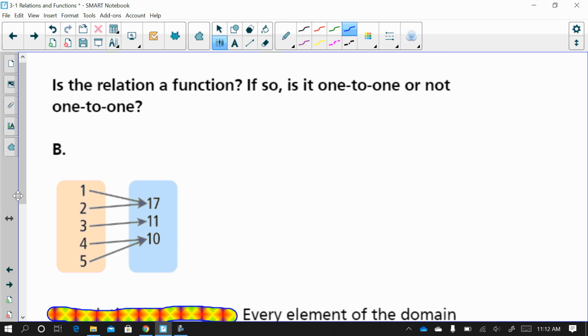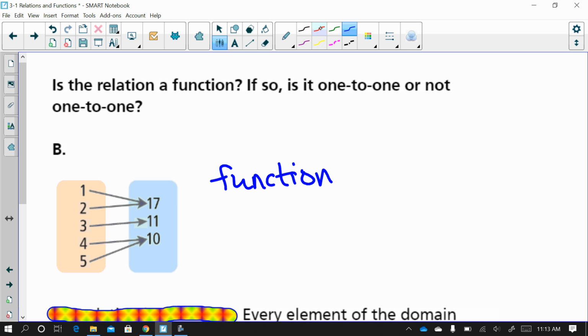Is this relation a function? And then if it is a function, is it one-to-one or not one-to-one? Notice this is a mapping this time. Last time they just gave us a list of points. This time we have a mapping. So first things first, let's check to see if it's a function. I'm looking at my x values here. They all only have one arrow coming off. So this is a function.